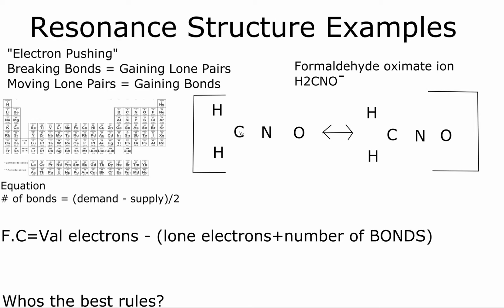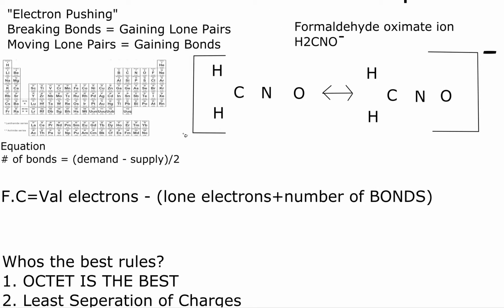Right here I already have the atoms spaced out. Here's a double arrow to indicate these are resonances, all enclosed in brackets. What we can do is put our minus right here because we know our molecule is negatively charged. So let's draw the Lewis structure.